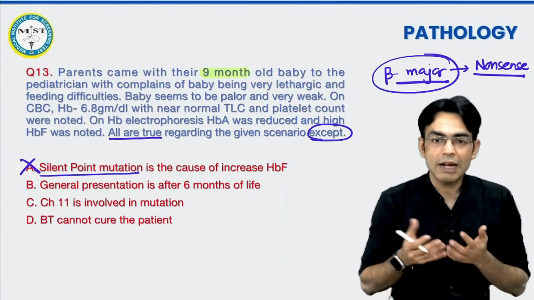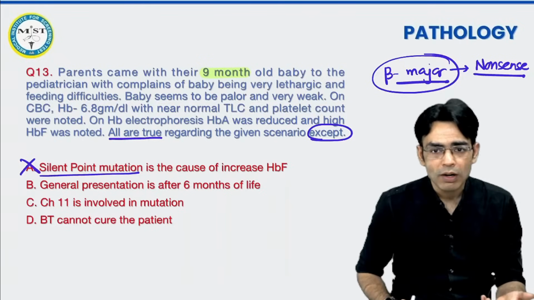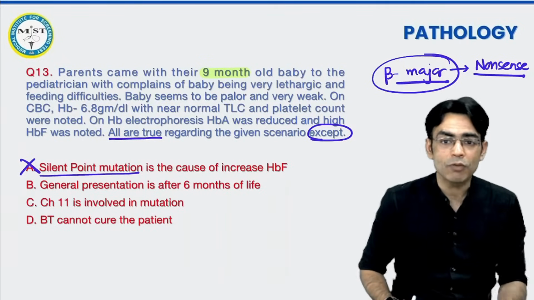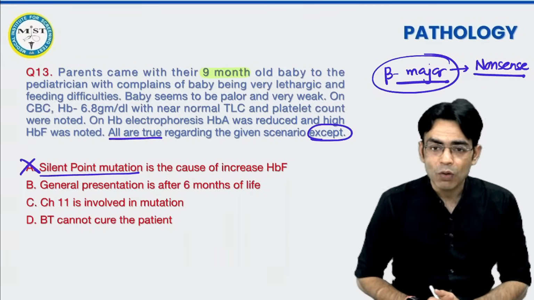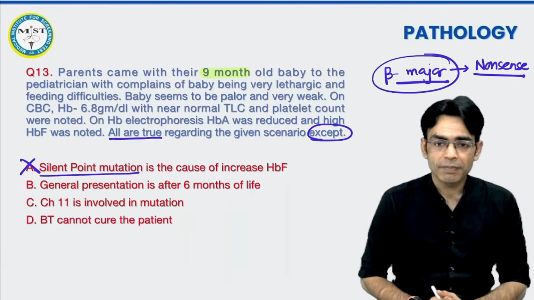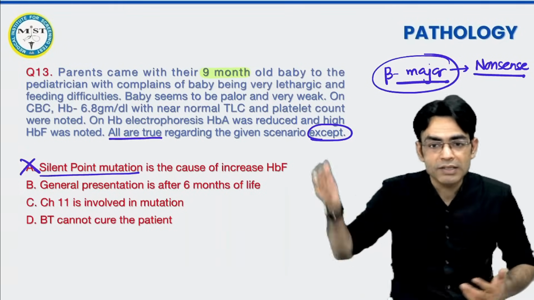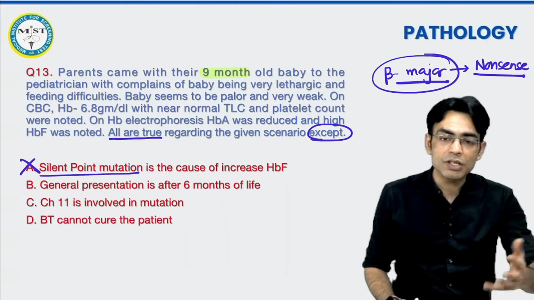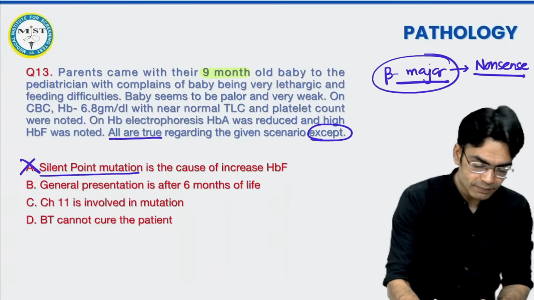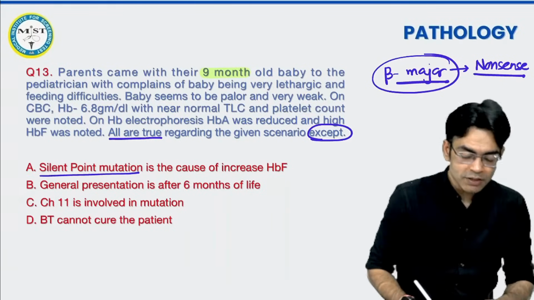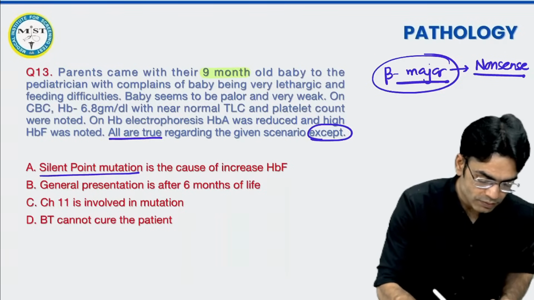General presentation is after 6 months of age, yes, because till 6 months HbF is more. So beta major will never be seen before 6 months of age. It's generally post 6 months. Chromosome 11 is involved in mutation, yes. And blood transfusion cannot cure the patient. Yes, you cannot cure it. It's a genetic disease. Blood transfusion can help the patient, but you cannot cure the patient. So B, C and D cannot be the answer. What is the answer for this question? A.